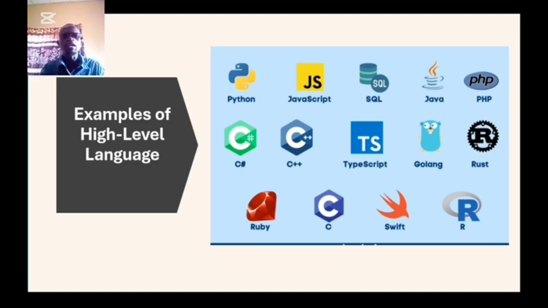Using any of these high-level languages, we can create any application that we want. Although some languages are more appropriate to create some applications than others, and that is why we have many of them. But generally, we can use high-level languages to create different applications.